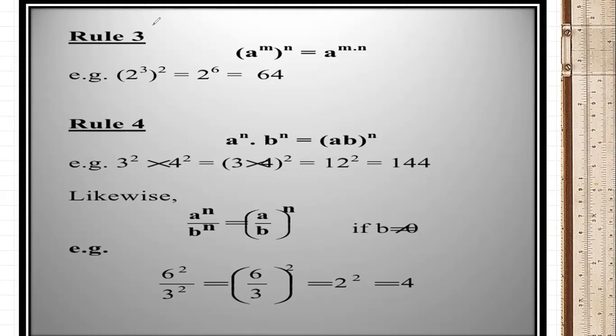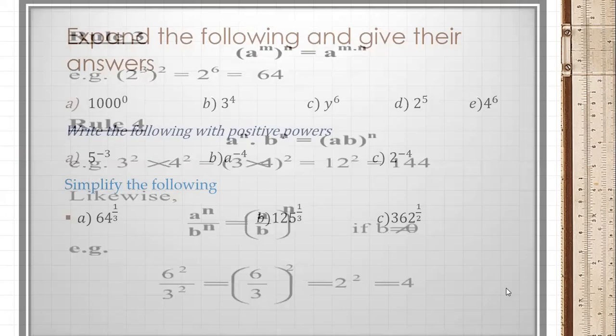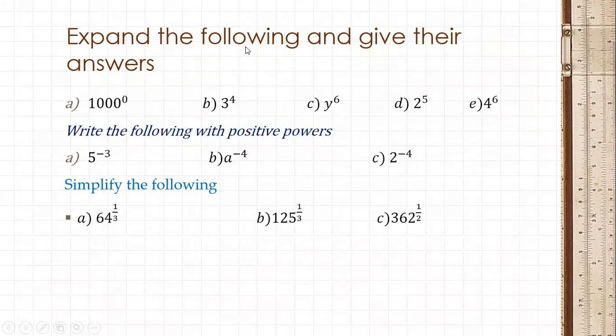So basically, those are the key rules that we look at when looking at index numbers.